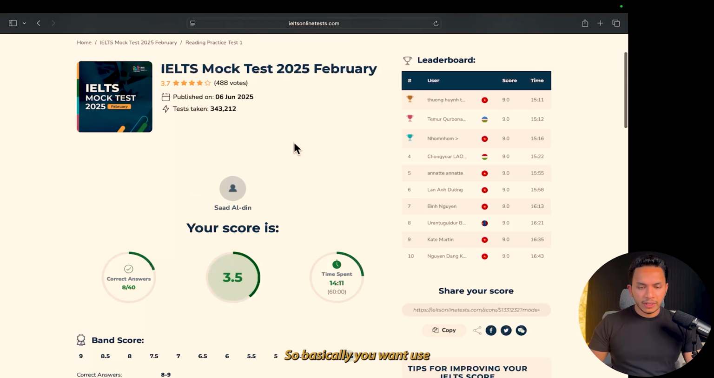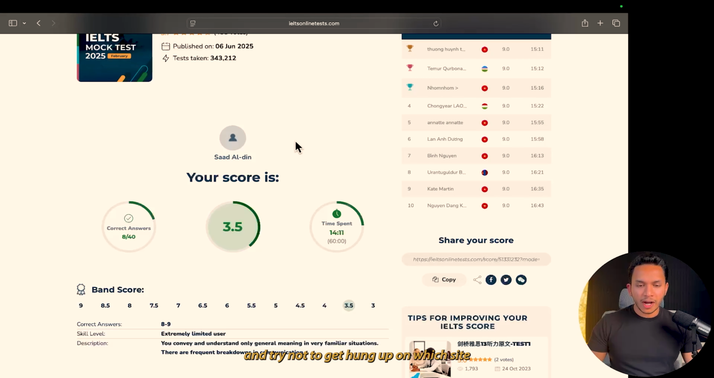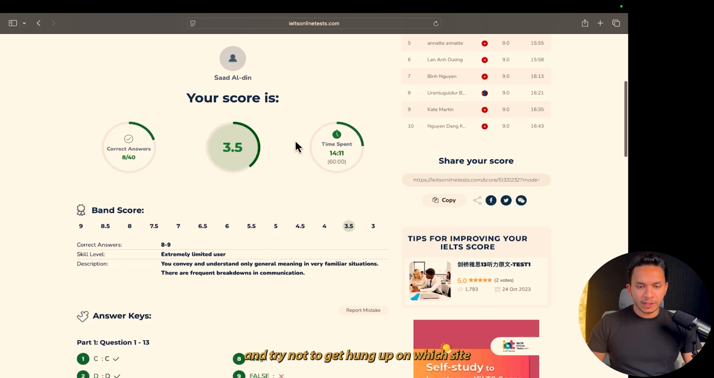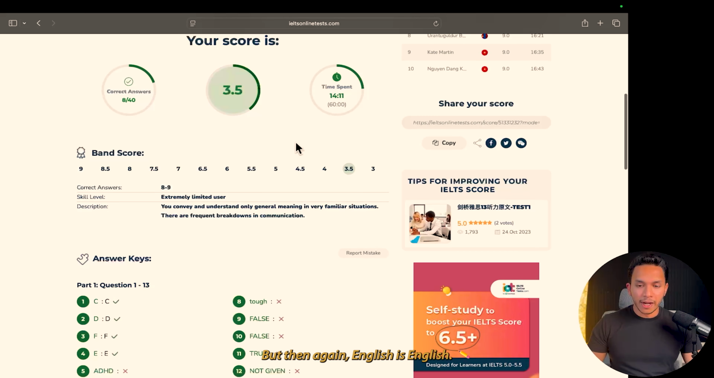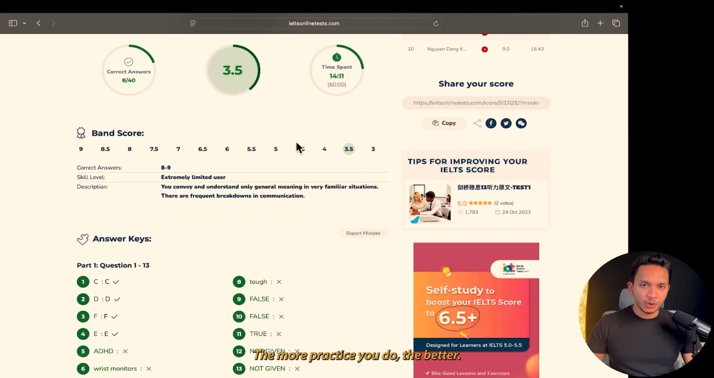All right, guys. So basically you want to use both of the tools in your arsenal if you want to get a 9.0. Try not to get hung up on which side to use, as long as it is closest to Cambridge. Those are the best. But then again, English is English. The more practice you do, the better.